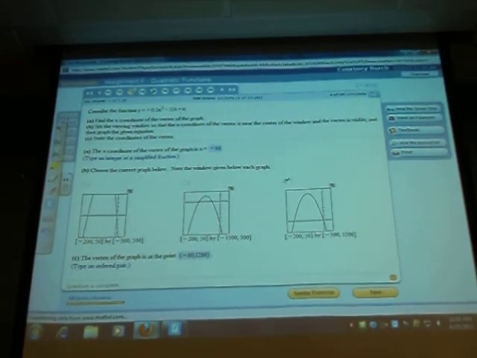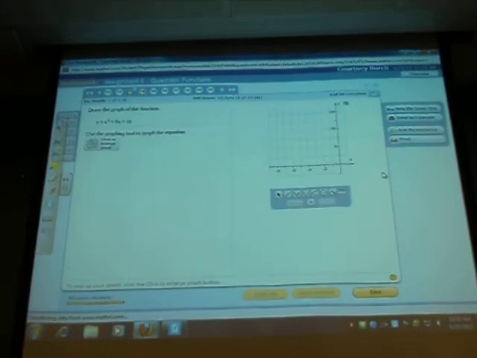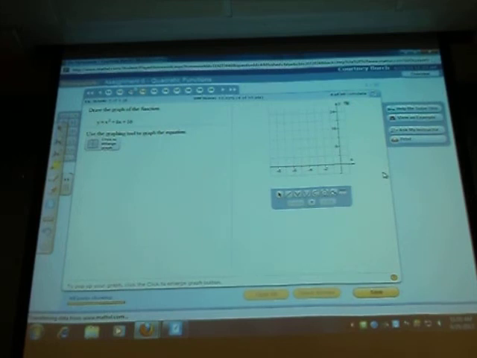Now, if we go to the next problem, what do we see? Don't just answer. He wants me to graph this. Why don't you guys play around for a minute and see if you can graph this thing? What do you guys think? What tool do we want to use to graph it? I like graphing calculator.